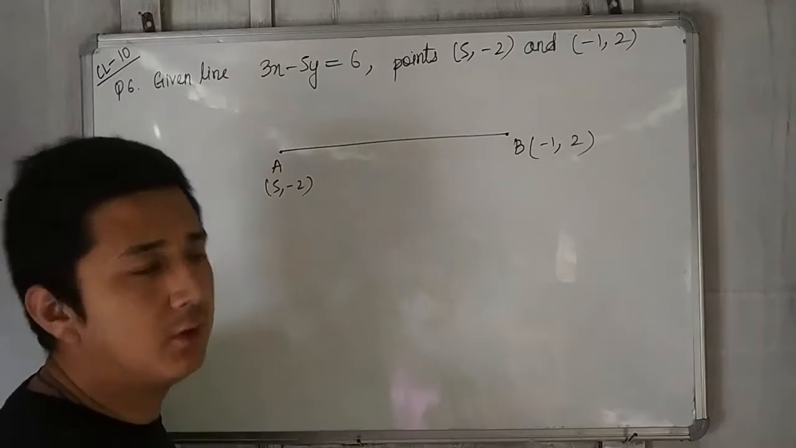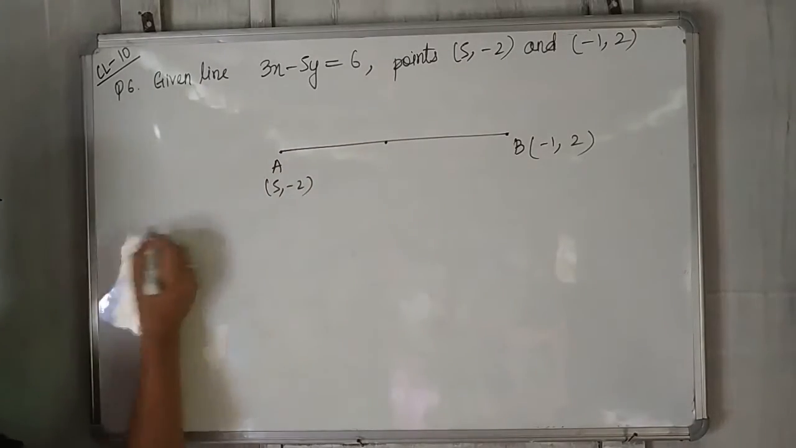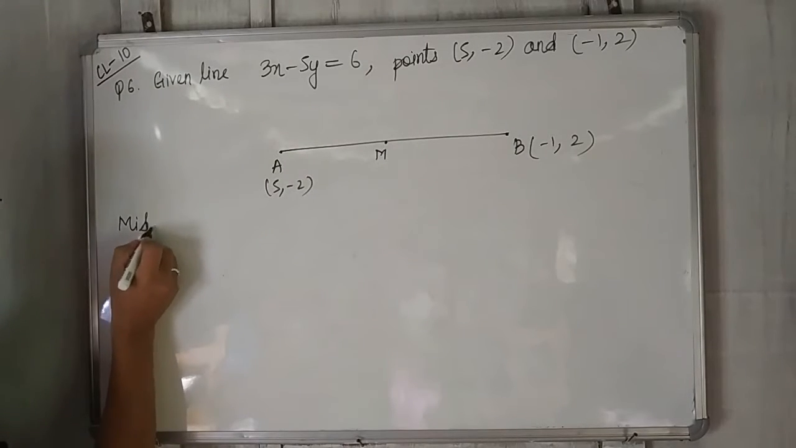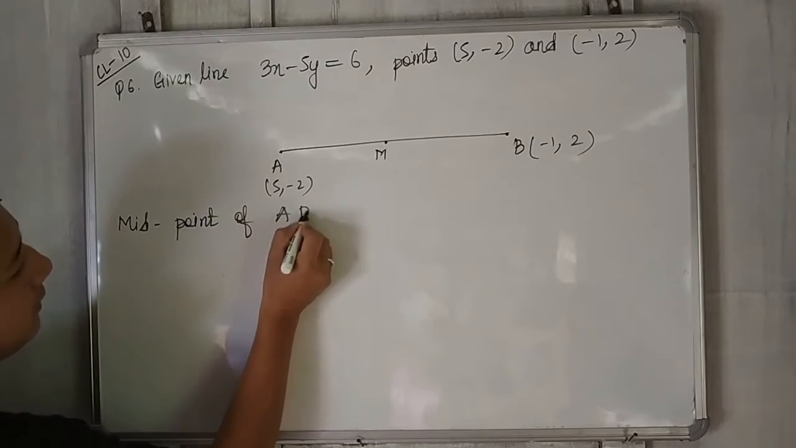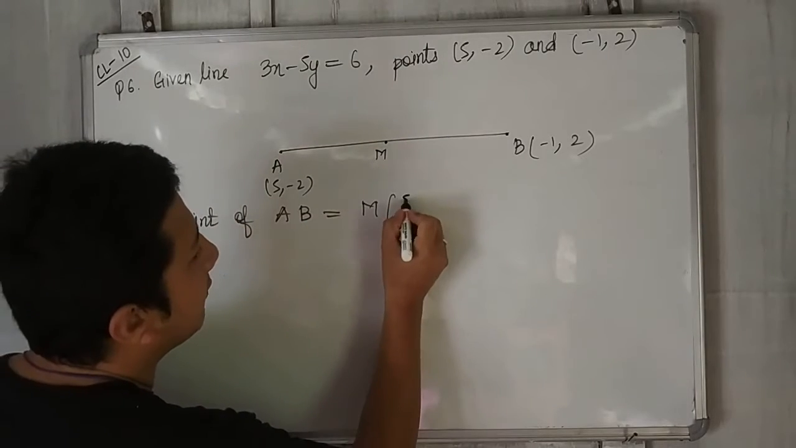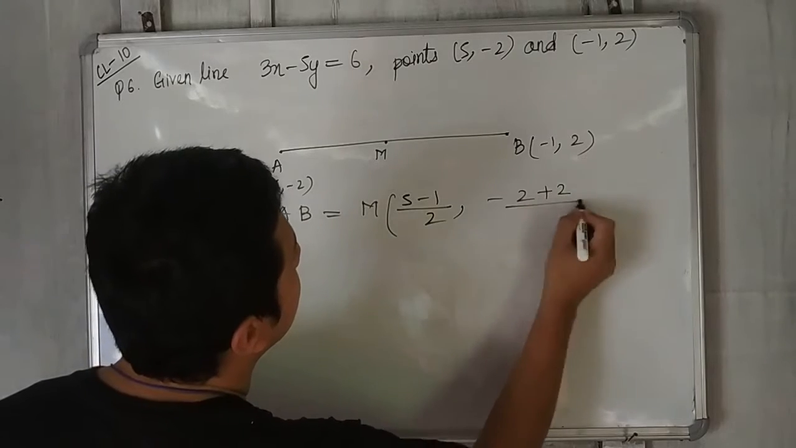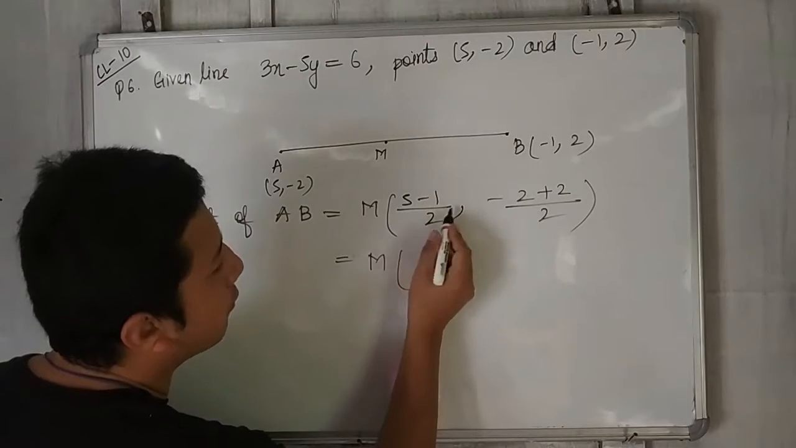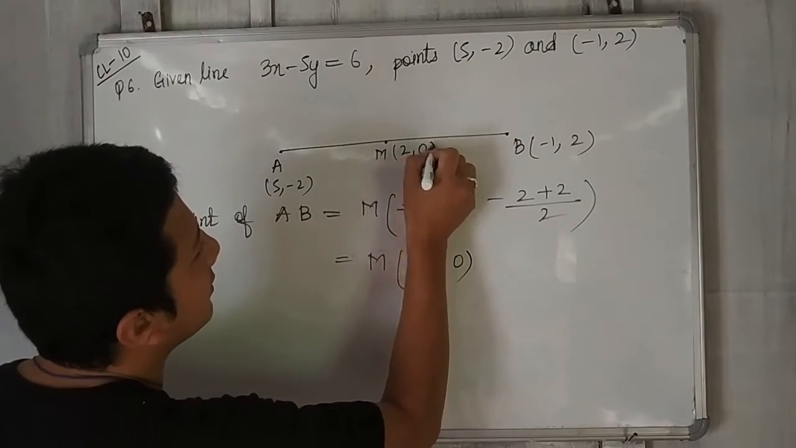Okay, so what will I do? I'll first find the midpoint of AB. Let us say M. So midpoint, we know how to find the midpoint. Midpoint of AB is given by M. The formula is 5 minus 1 divided by 2, minus 2 plus 2 divided by 2. Alright, so therefore this is M. 4 by 2 is 2, 0. So the coordinates of M is 2, 0.